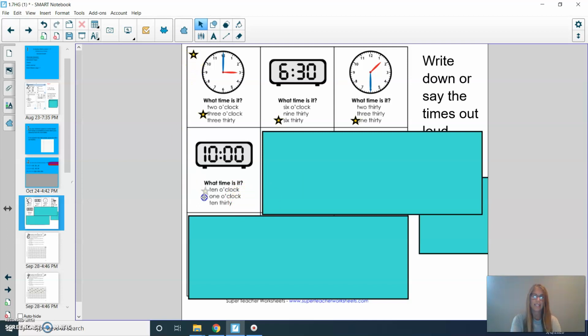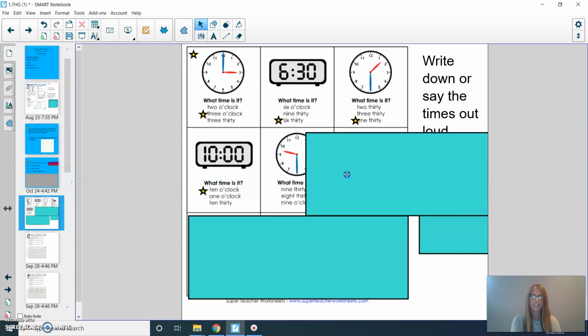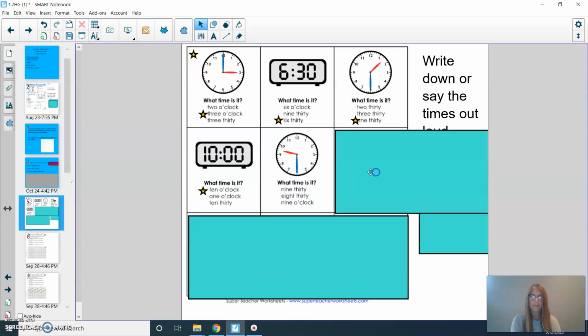If you said 10 o'clock, you are correct. What time is it here? Is it 9:30, 8:30, or 9 o'clock? Now looking at my hour hand, it's in between the 9 and the 10, so it's still 9, but it's not exactly 9 o'clock since my minute hand is on the 6. So you should have said 9:30.